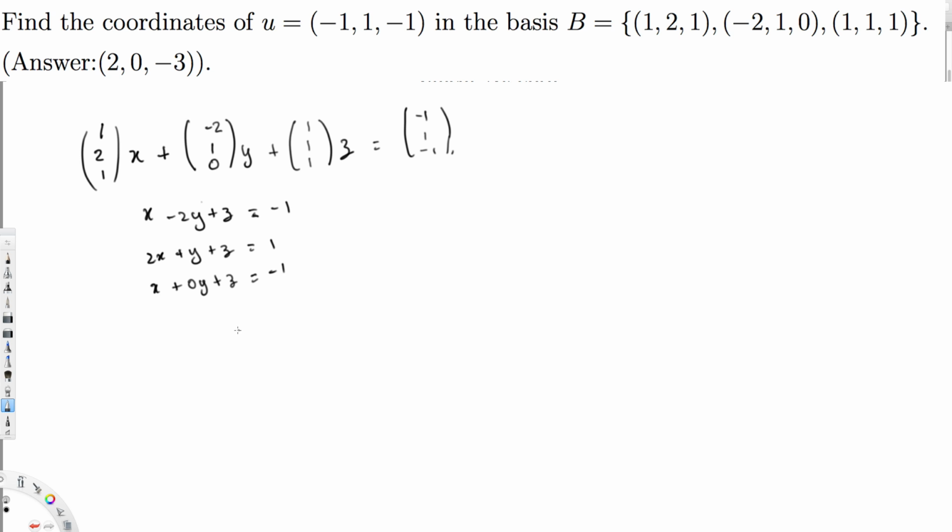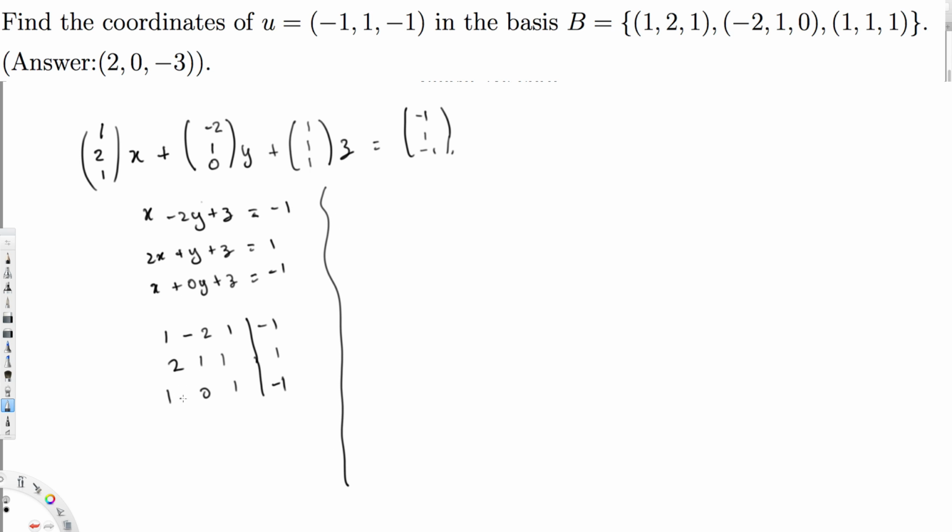Now I can write this in matrix form. It's going to be 1, -2, 1, -1; 2, 1, 1, 1; 1, 0, 1, -1. Now we have brought this into matrix form, then we have to do the Gauss-Jordan. When we do the Gauss-Jordan, we directly get the answers. So let's see how we can do this.